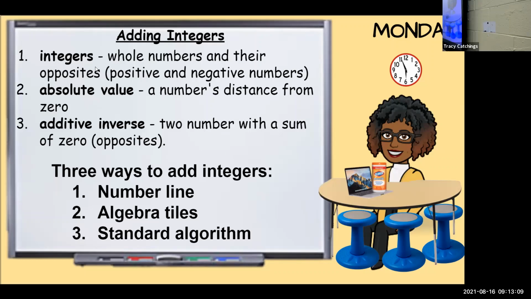But we discussed integers. That's all positive and negative numbers, which is different from sixth grade. Absolute values of numbers, this is the distance from zero. And then, of course, additive inverse, two numbers with a sum of zero, which in other words are those opposites. We discussed using a number line, as well as the standard algorithm.